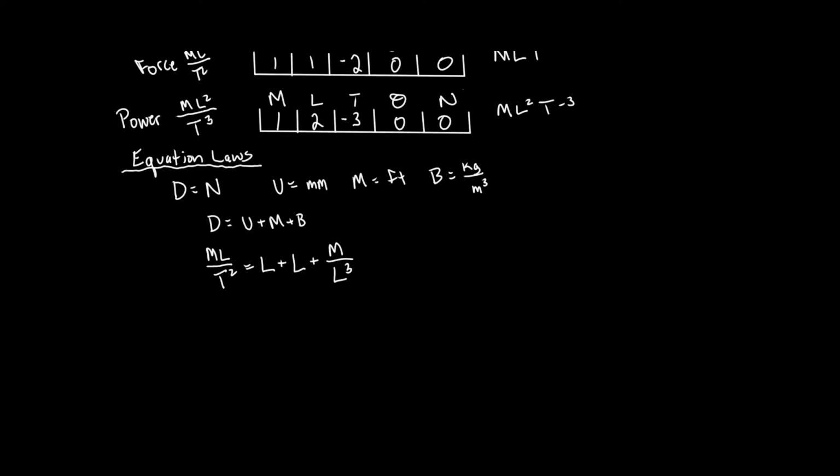This can't work. We've proven that this can't work because in order to add all of these, we need a common denominator. So we cannot add a length to a mass per length cubed. It doesn't work that way. You need the common denominator. And what this is called, we're going to change colors to make this stand out, is called plus law.